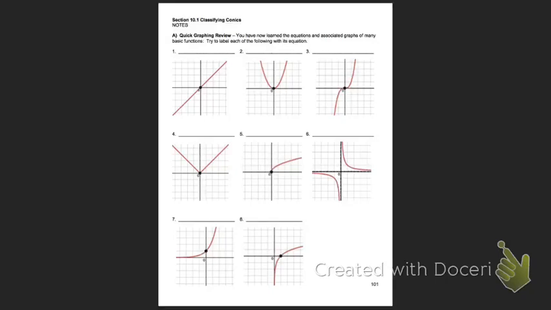So let's go through each one and write what the function is. So what is number 1? Y equals x. Let's go ahead and write that. Oh, front and back. What about number 2? Y equals x squared. Good. Number 3? Y equals x to the third. Y equals x cubed. Y equals absolute value of x. Good. Number 5?